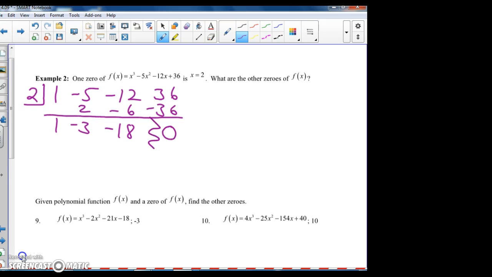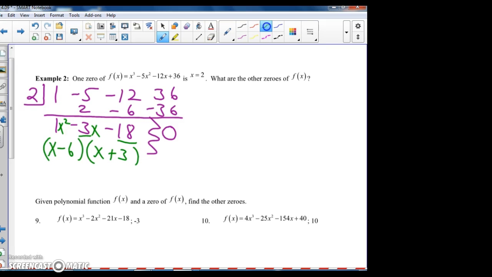Solve your remainder, right? Now we got this, so this comes out being x squared minus 3x minus 18. Now let's factor this. What two numbers multiply to give you negative 18 but add to give you negative 3? Negative 6 and 3. So x and x, and then negative 6 and positive 3. Now we can figure out the answers.